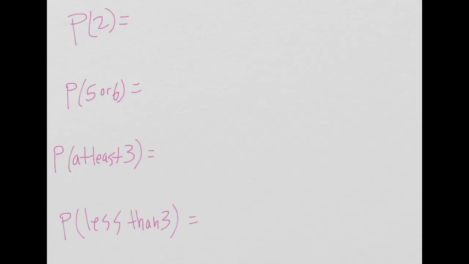All right, problem number 1 on our probability study guide, Algebra 2 Trig. We are rolling a fair six-sided die one time, and we want to calculate these different probabilities. So think about it. If you're rolling a die one time, you could get a 1, you could get a 2, you could get a 3, a 4, a 5, or a 6.